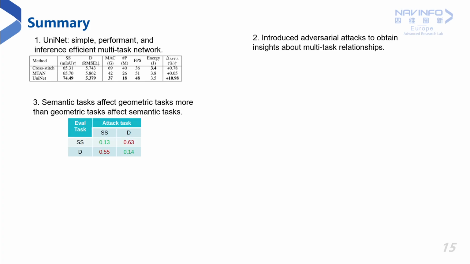Here we summarize this work. We first presented UniNet, which is a simple, performant, and inference-efficient multitask network which infers 5 tasks. We introduced adversarial attacks to obtain insights about multitask relationships. We observed that semantic tasks affect geometric tasks more than geometric tasks affect semantic tasks.